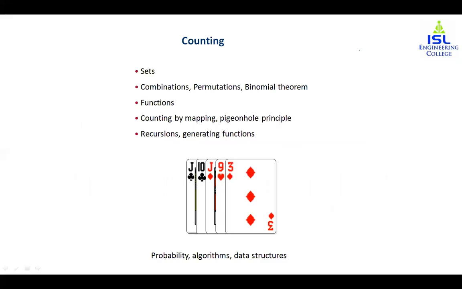And where do we use this? If you remember, even while we were doing permutations and combinations, you have various kinds of problems based on the selection of balls, a pack of cards, etc. So in these problems, we will study, and the usage of permutation and combinations is done in probability, algorithms, and data structures. And these are the few subtopics for counting problems.